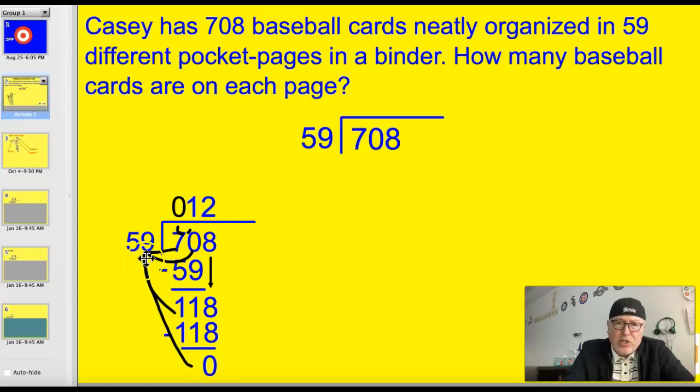It's always a good idea just to double check. Does 59 fit into this number? No. This is a remainder in some cases, and we'll get to that in a little bit. All right, so this is your quotient. This is your answer. There are 12 cards on each page. All right, let's break this down.